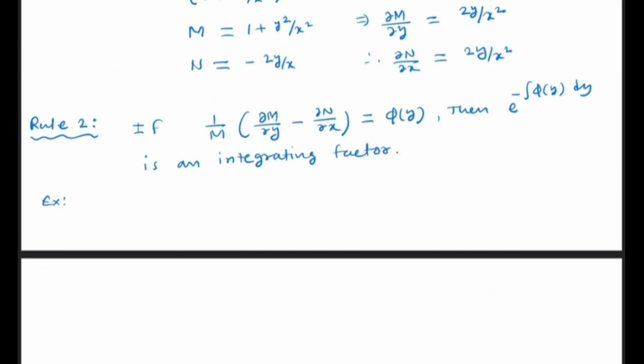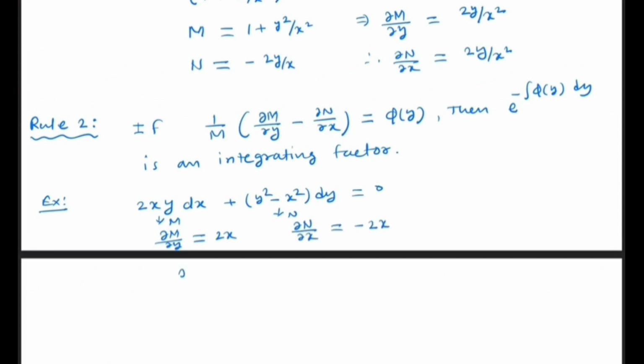So take an example to understand this rule better. Suppose 2xy dx plus (y squared minus x squared) dy. So this is our M, this is our N. So what is del M/del y? 2x, and del N/del x is minus 2x. And what is the difference? Del M/del y minus del N/del x is nothing but 4x. And if we multiply by 1/M, so it will be 4x/2xy, so it is 2/y.